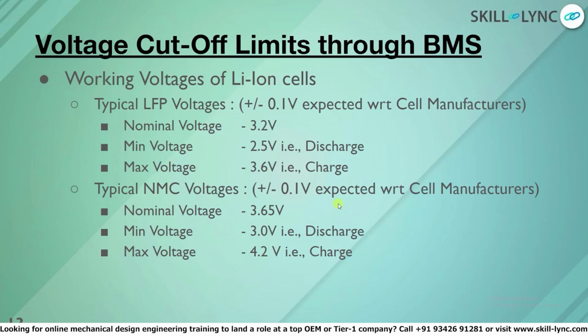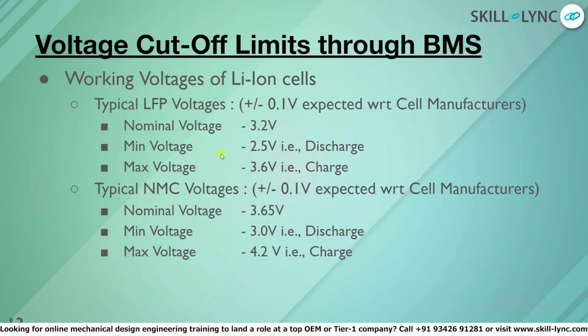Let us understand as per the chemistry again. For a typical LFP, lithium iron phosphate cell, the maximum voltage is 3.6 volts, the minimum voltage when it is discharged is 2.5 volts, and the nominal voltage is about 3.2 volts. As per the manufacturers, we can expect a little bit of variation in these voltage levels. And for an NMC cell, we have a maximum voltage of 4.2 volts, a minimum voltage of 3 volts and a nominal voltage of 3.65 volts.